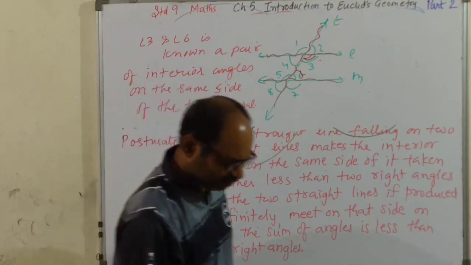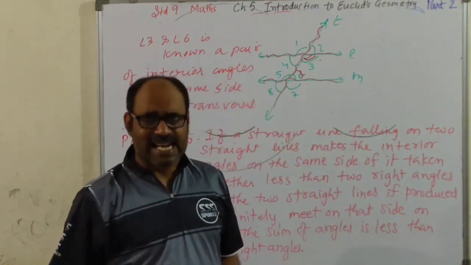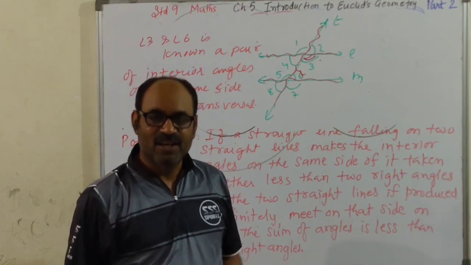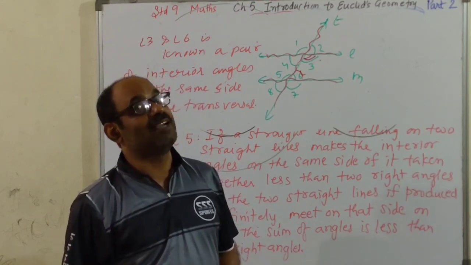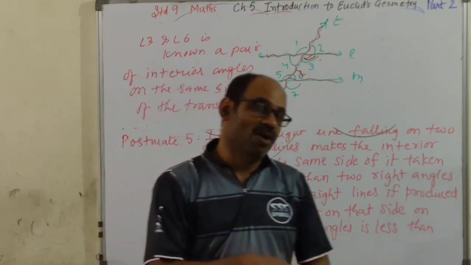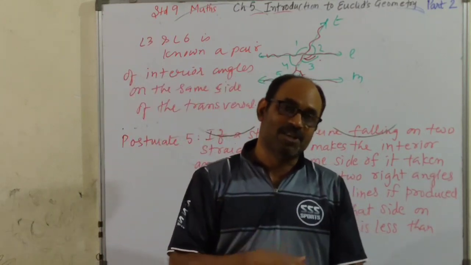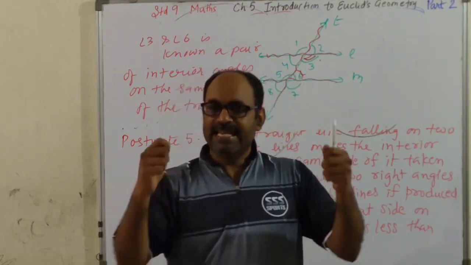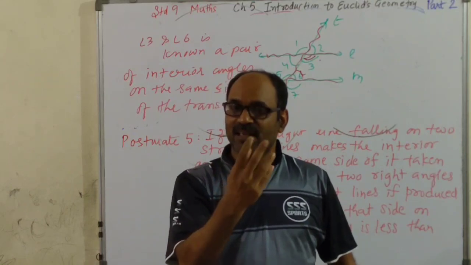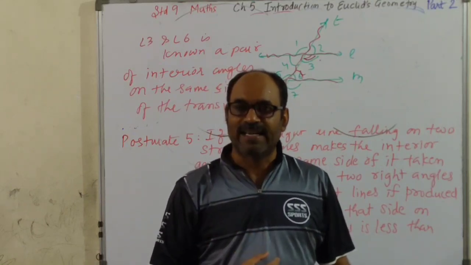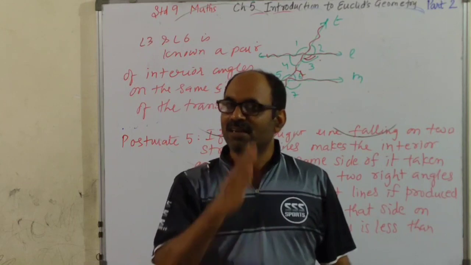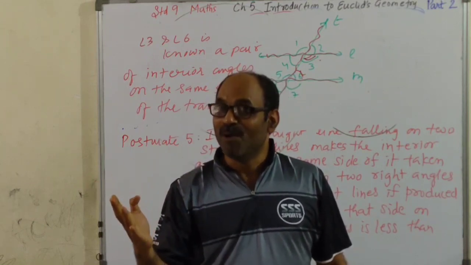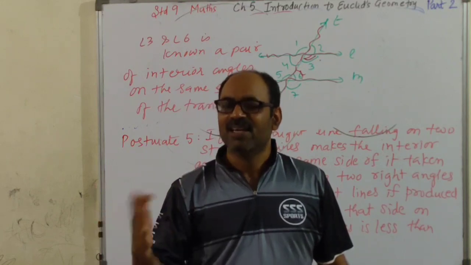Alright children, you know what is a right angle? An angle having measure exactly 90. You know what is an obtuse angle? An angle having measure more than 90. And what is an acute angle? An angle having measure less than 90. Suppose you have two angles and each is a right angle. Then what is the total measure of these two right angles? 90 plus 90, which is 180.